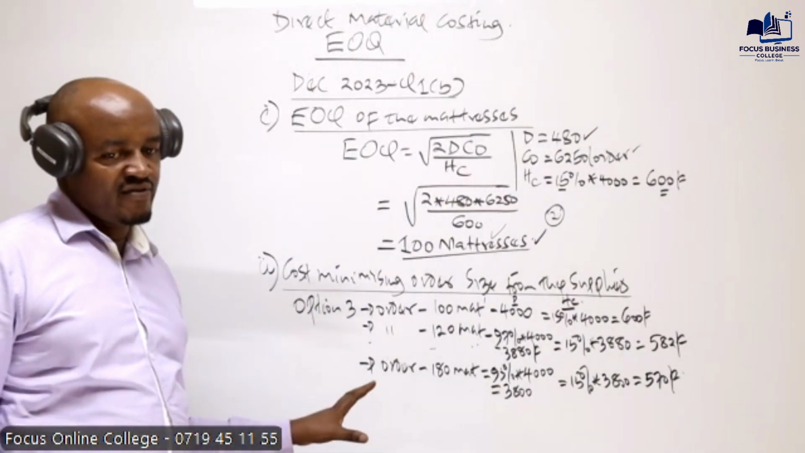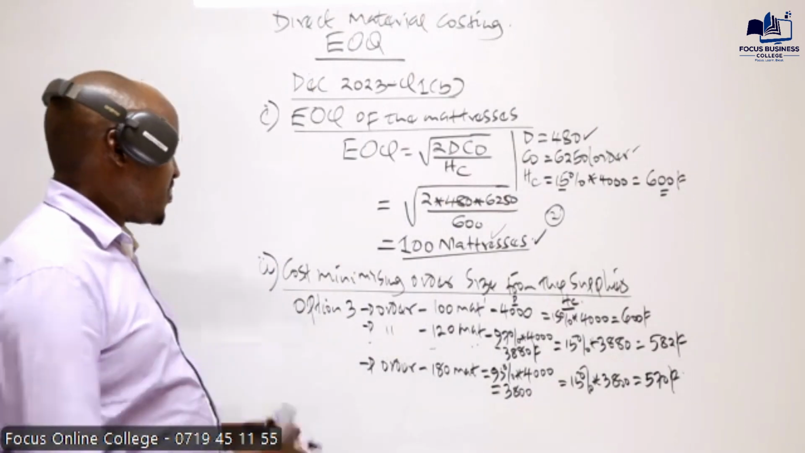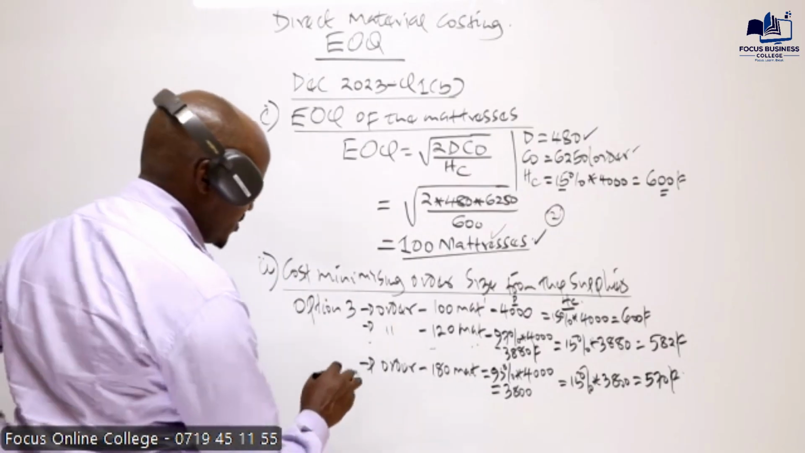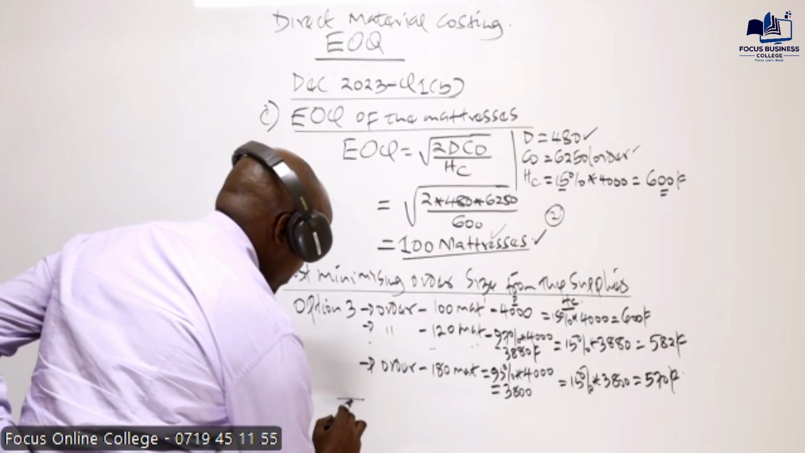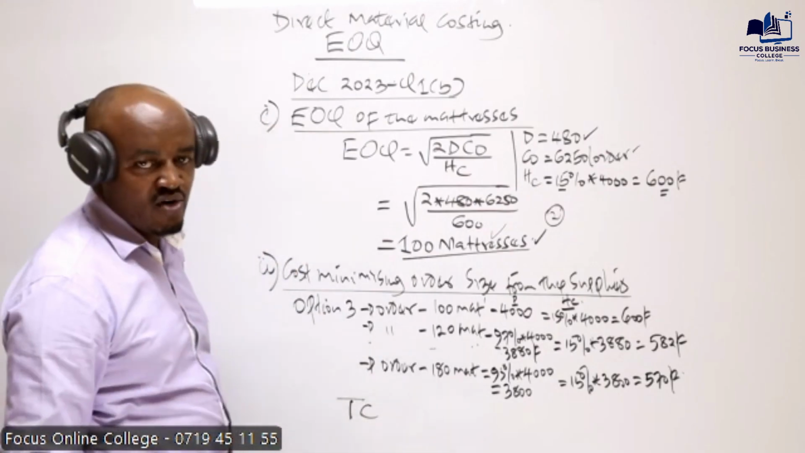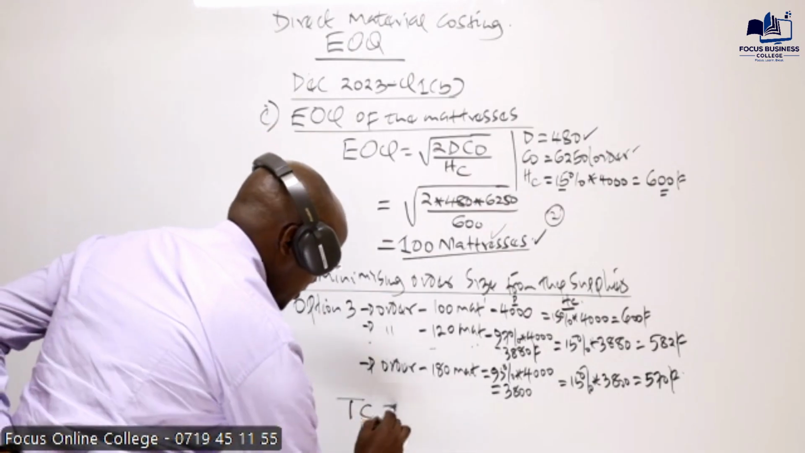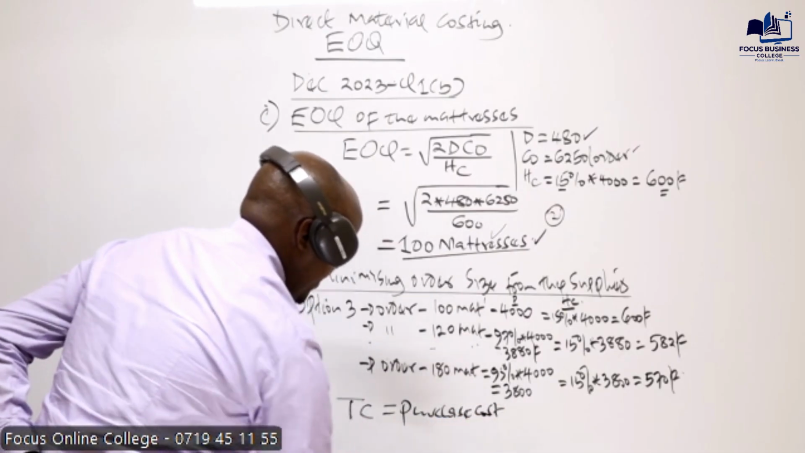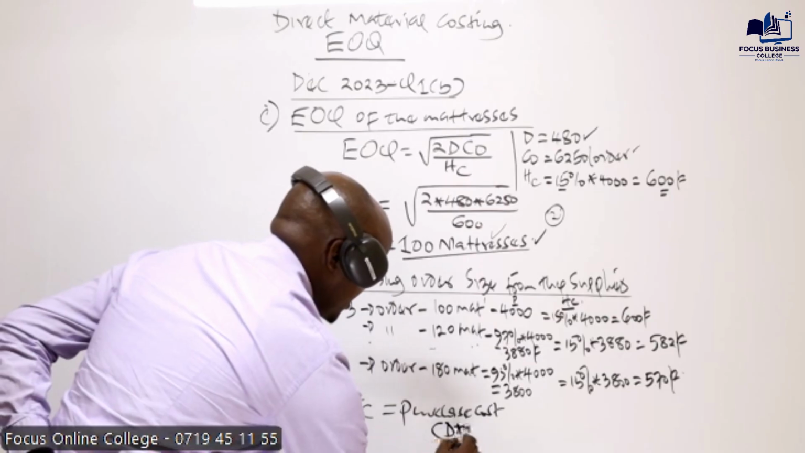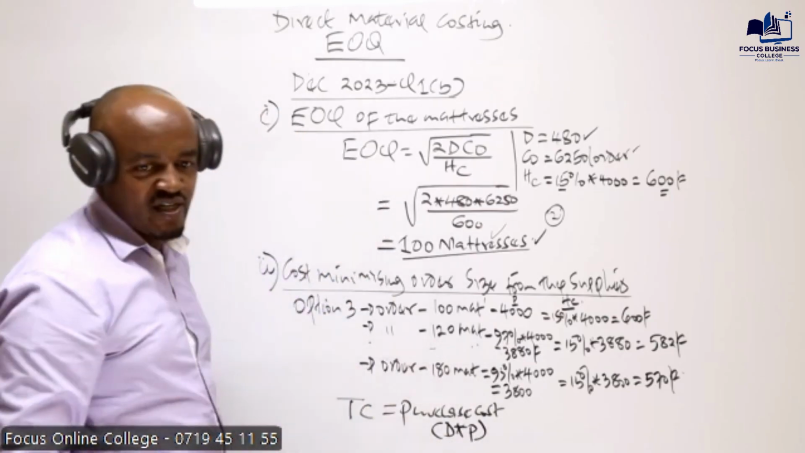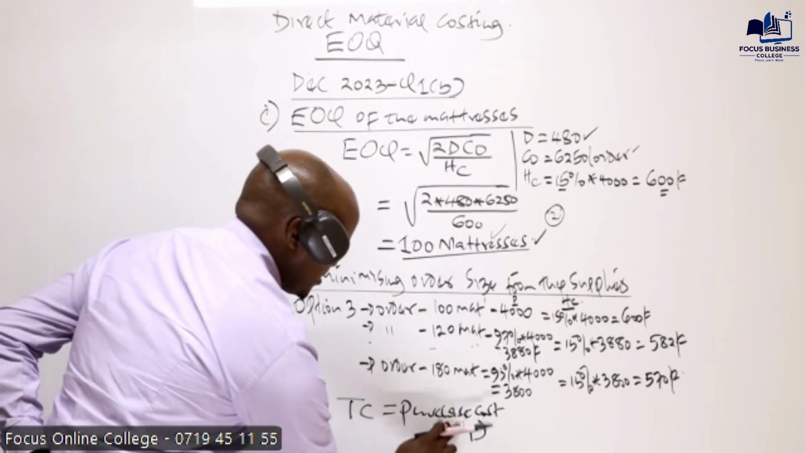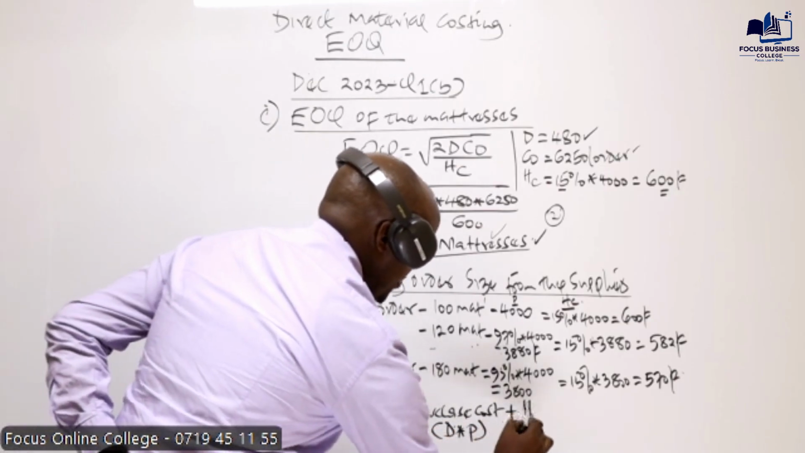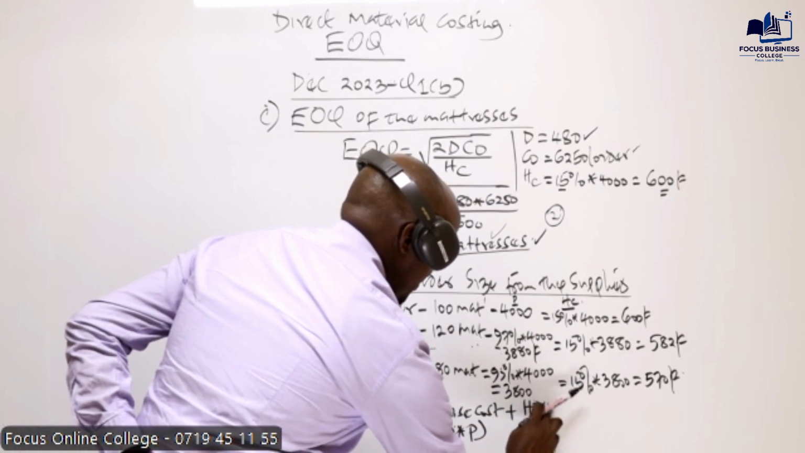Now, having this information, I want us to evaluate these three options in terms of computing the total cost of each option. How do we compute the total cost? The total cost is equal to the purchase cost. The purchase cost is equal to annual demand times the purchase price per unit, which is small p. Then to this, we add the holding cost.